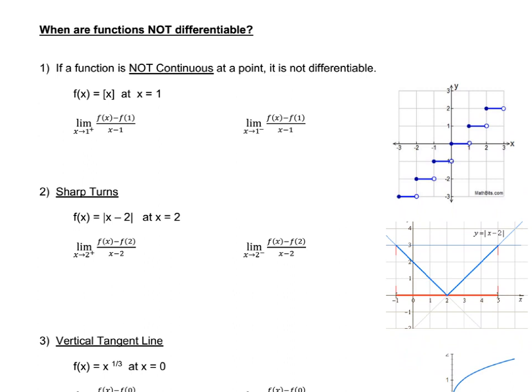Remember, the word differentiable means, are you able to find the derivative? Or in other words, if we really think about it, are you able to find the slope of the tangent line to the function right there? So can we find the slope of the tangent line at a point? Sometimes you can't. If the function is not continuous at a point, then you can't find the derivative.